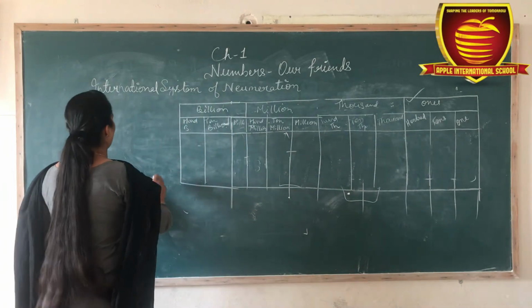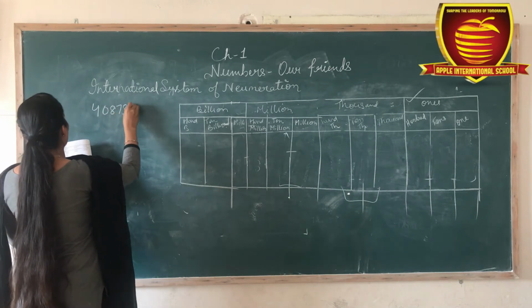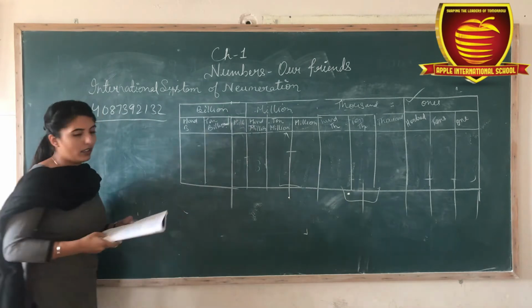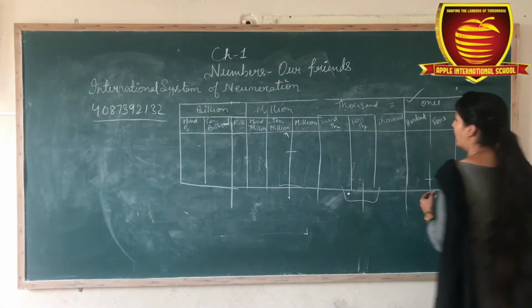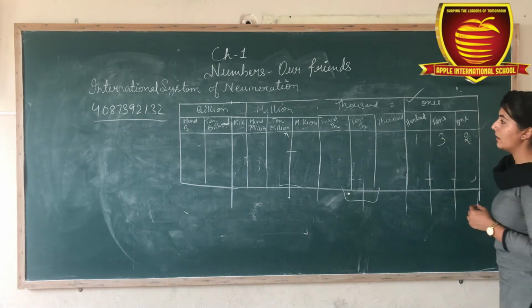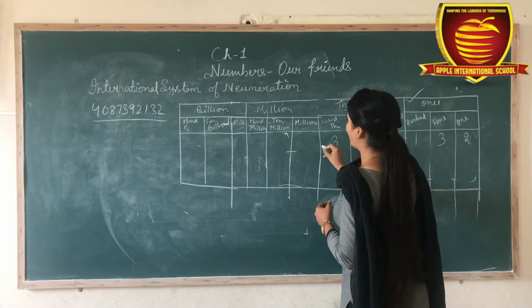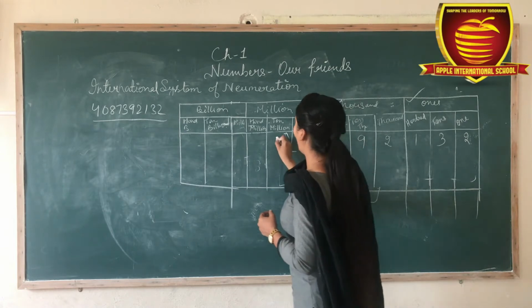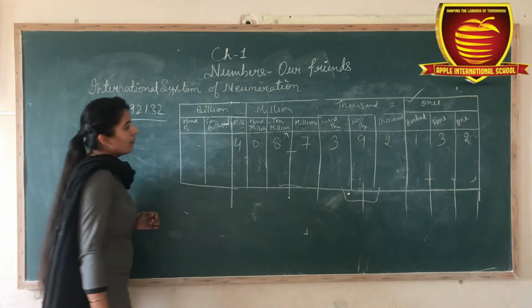I take the example of the number 40873921332. Okay, this number. Now you have to fill in this table: 2, 3, 1, 2, 9, 3, 7, 8, 0, 4.